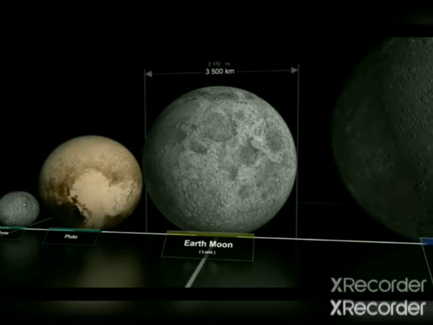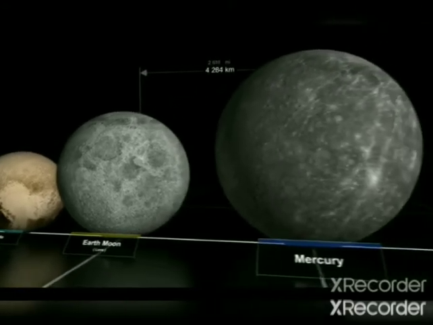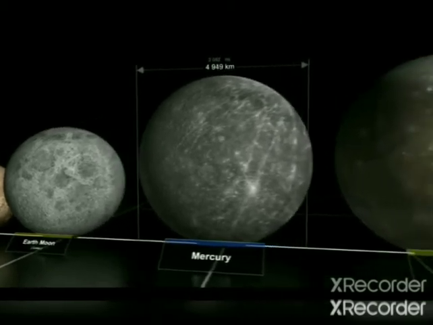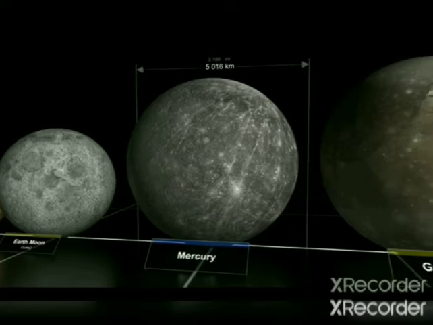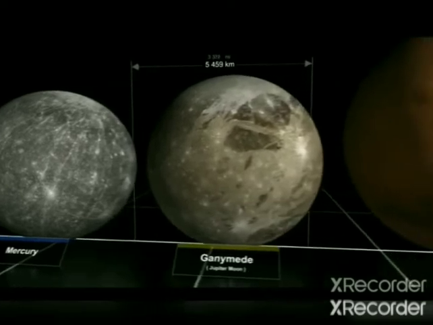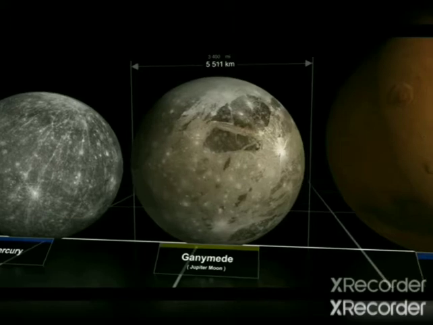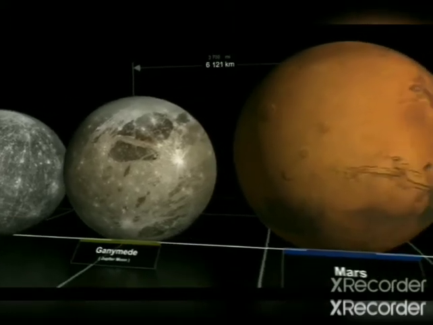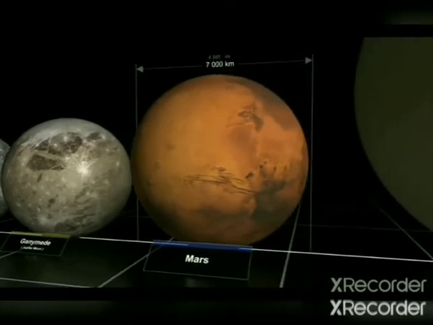Then the next thing which is bigger than Earth's moon is Mercury, whose diameter is around 5000 km. Then the next thing in the sky, which is bigger than Mercury, is Ganymede, which is the moon of Jupiter, whose diameter is around 5,500 km. Then the thing bigger than that is Mars, whose diameter is around 7,000 km.